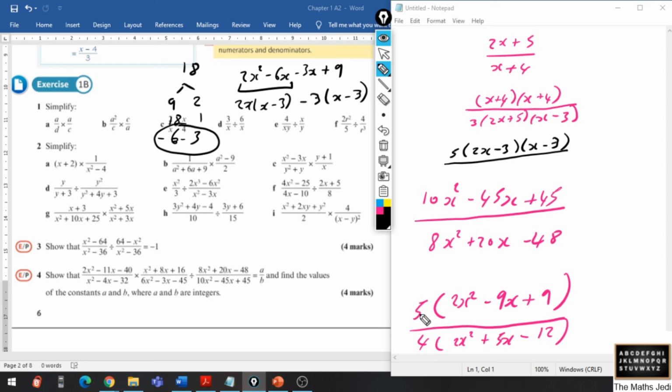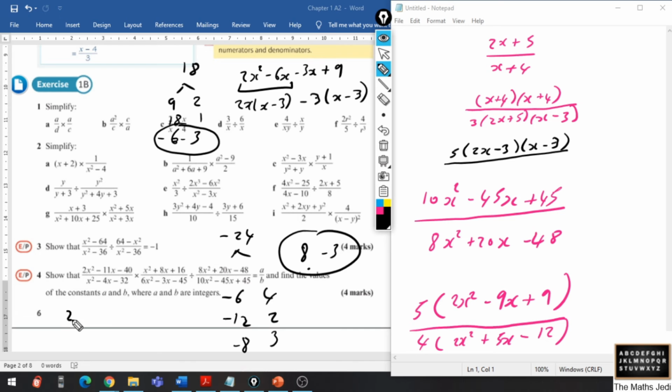And on the bottom, we've got 2 times minus 12 is minus 24. And we're going to look for multiples of minus 24, factors of 24, sorry. So that's minus 6 and 4, minus 12 and 2, minus 8 and 3, and 8 and minus 3. And it's this pair we need, because that makes positive 5.